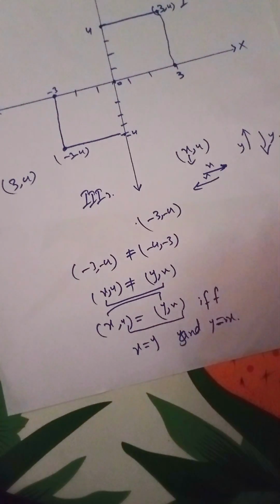This is all about what ordered pairs are, where ordered pairs are used, what the Cartesian coordinate system is, and how we use ordered pairs to find the location of a certain point in a Cartesian coordinate system. I hope your concept is very clear now.